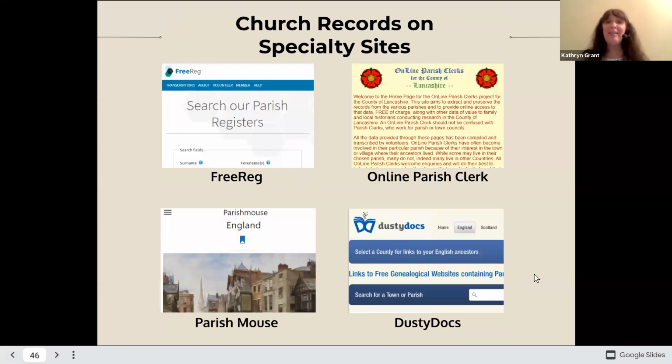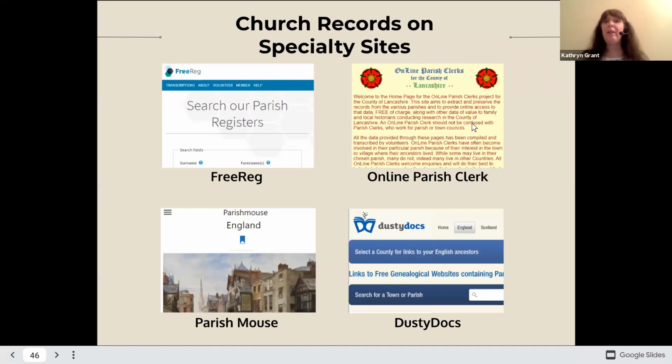But that's not all. There are also specialty sites. So not any of the big partners, but just other independent websites. We've already talked about Free Reg, which is run completely by volunteers and it's free to use. Another favorite site of mine for English records is the Online Parish Clerk. And to my knowledge, they have that for either most or all counties in England. I haven't checked to see if they have it for all, but I've never tried to look for a county that they didn't have. So I think it's very likely that they cover all counties.